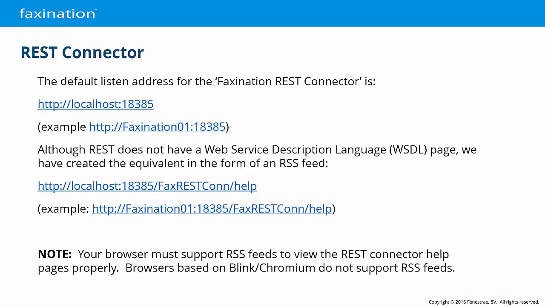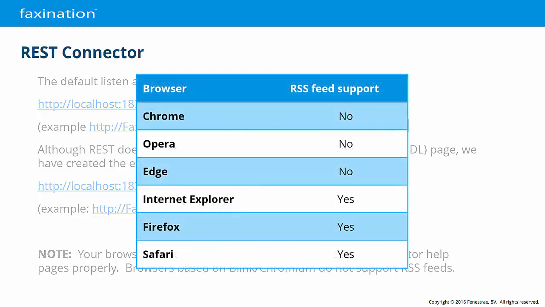The default listen port for the Faxination REST connector is 18385. Unlike web services via IIS, the REST connector does not include a WSDL. We have created something similar to a WSDL using an RSS feed. Note that your browser must support RSS feeds. As of this writing, the latest versions of Chrome, Opera, and Microsoft Edge no longer support RSS. The latest versions of Internet Explorer, Firefox, and Safari do support RSS. In any case, the data in the RSS feeds that accompany the initial release of the REST connector are reproduced in the Faxination 2016 Host Connectors Guide.